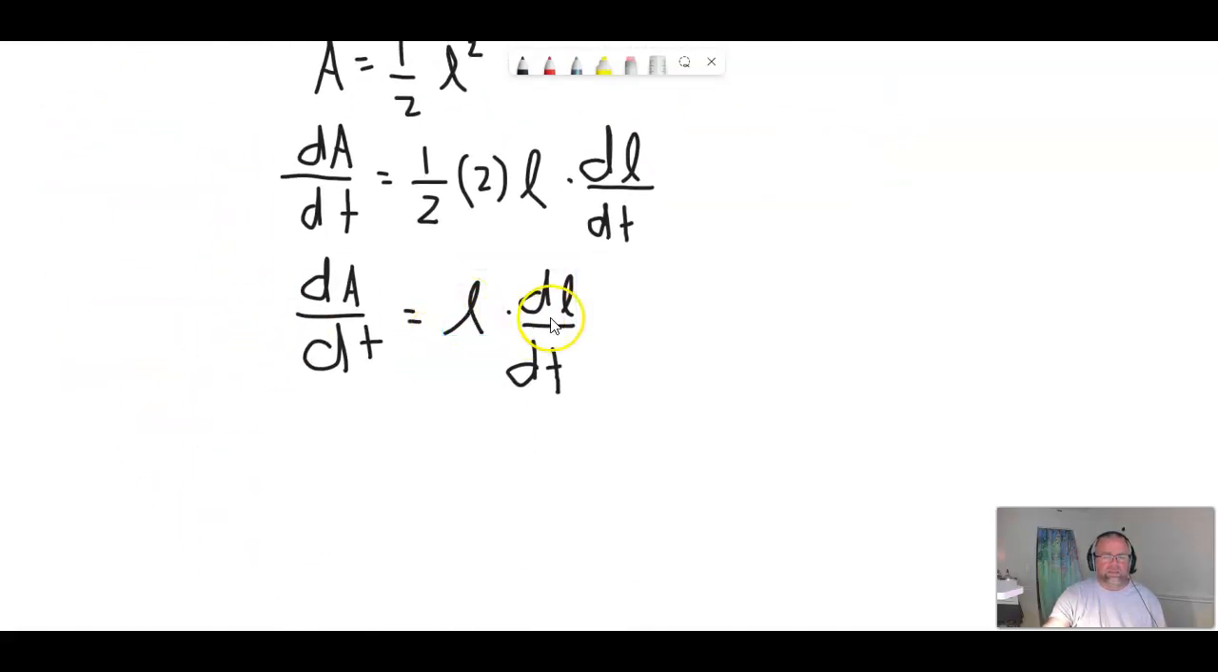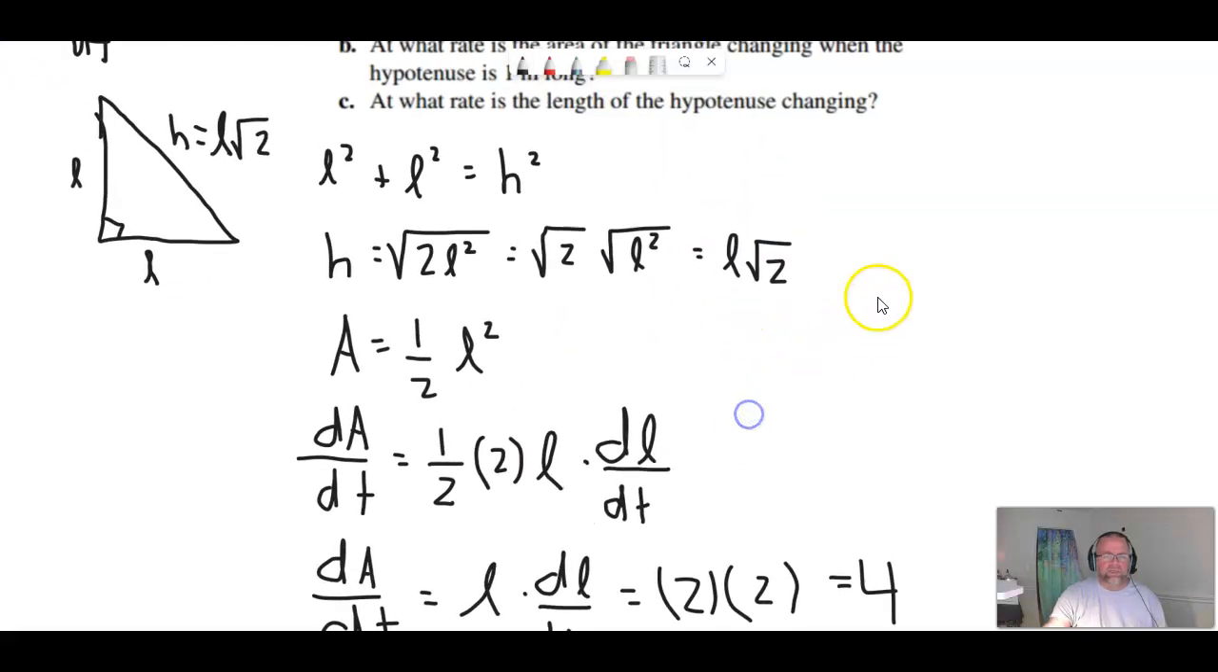So this is just going to be 2 times 2, which is equal to 4. So in this case, this is going to be 2, that's the length of the leg, times 2, which is the rate of change of the length of the leg, and that's just going to be equal to 4. So that's the answer to part A. All right, now let's take a look at B.